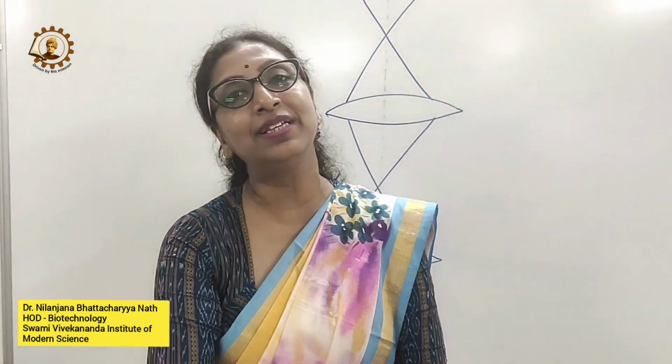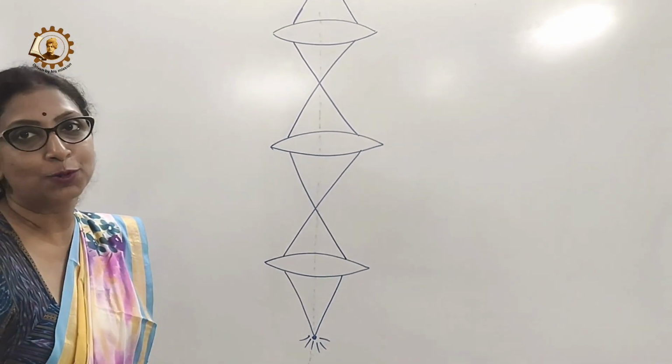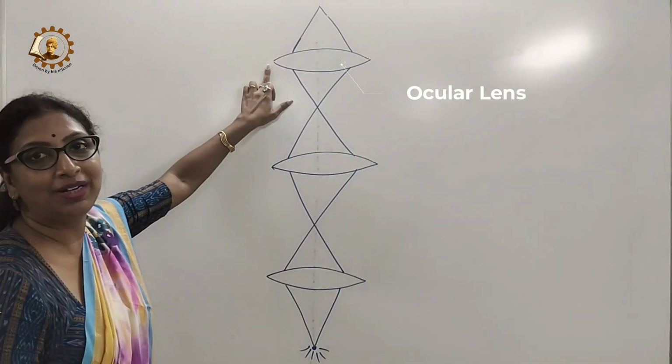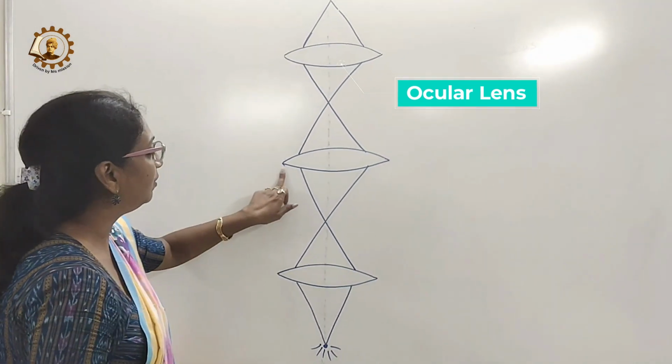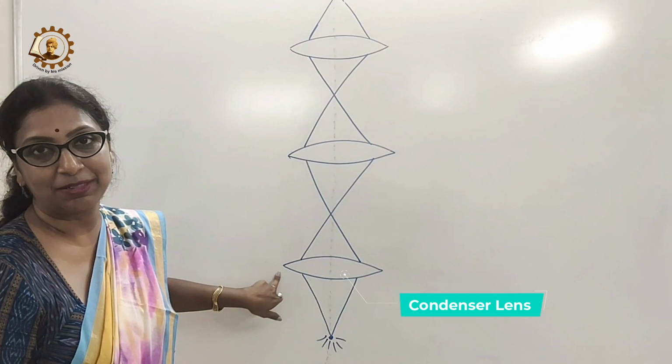This is how to draw the optical pathway easily. Basically, the optical pathway is related to microscopy, as we all know. So today our topic is the optical pathway of the light microscope or bright field microscope. In the case of a light microscope or bright field microscope, there are three lenses. The first one is the ocular lens or eyepiece lens, the mid one is the objective lens, and the last one is the condenser lens.